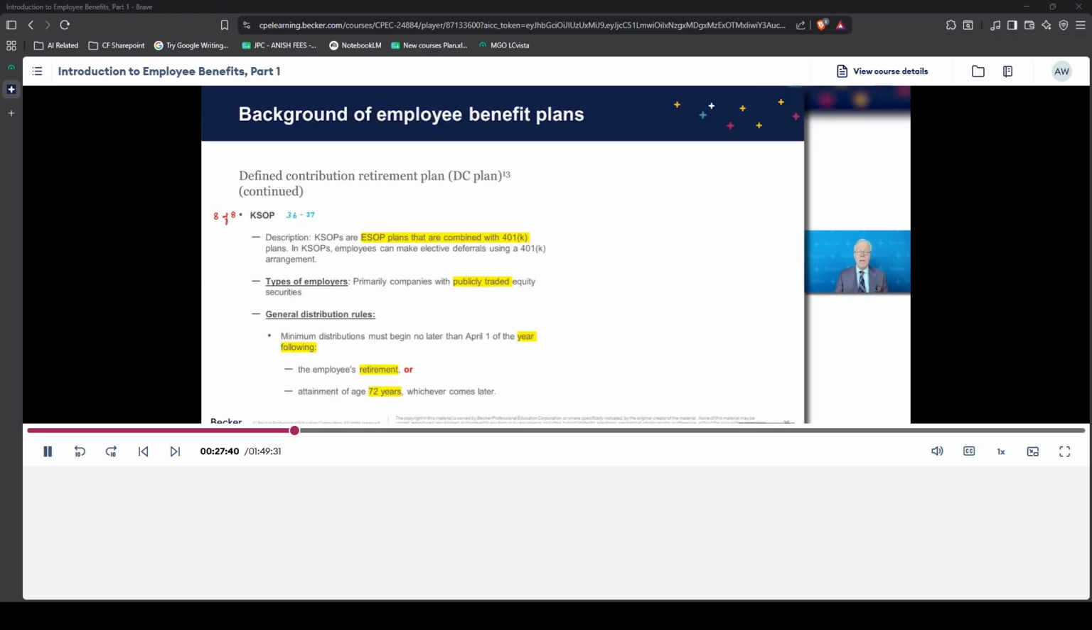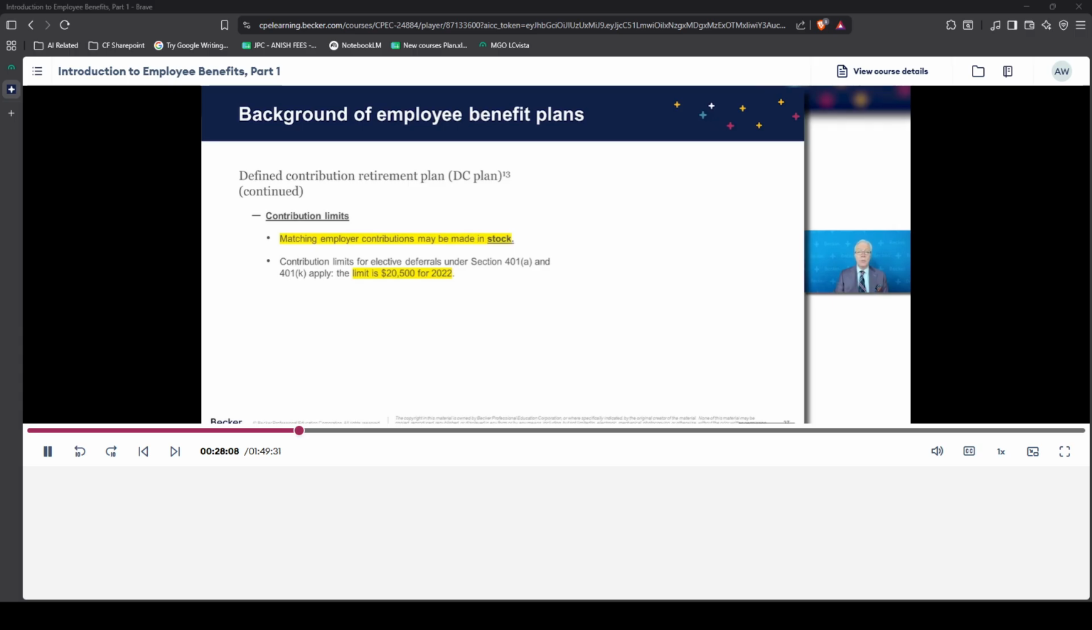And finally, we have the KSOP. That is ultimately going to be your plan, which is kind of a combination of an ESOP and a 401(k). Notice the types of employers are typically publicly traded companies because a lot of it is going to be dealt with as stock. General distributions will be April 1 of the year after you retire, or the age of 72, whichever comes later, is when the required minimum distributions would occur. Now, contribution limits. Well, matching employer contributions may be made in stock. That's why a public company is the appropriate one here. And contribution limits are limited to $20,500.